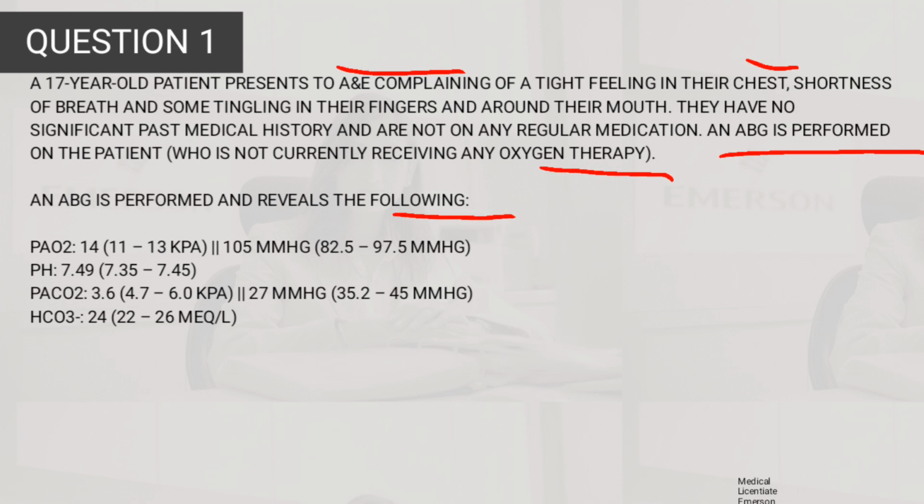So there was a partial pressure of oxygen of 14 kilopascals, then in millimeters of mercury it was 105. Okay, so we are giving both in kilopascals and millimeters of mercury. And then there was a pH of 7.49, and there was a partial pressure of carbon dioxide of 3.6. Then in terms of millimeters of mercury, it was 27. Then the bicarbonate level was 24, and of course the reference ranges have been given.